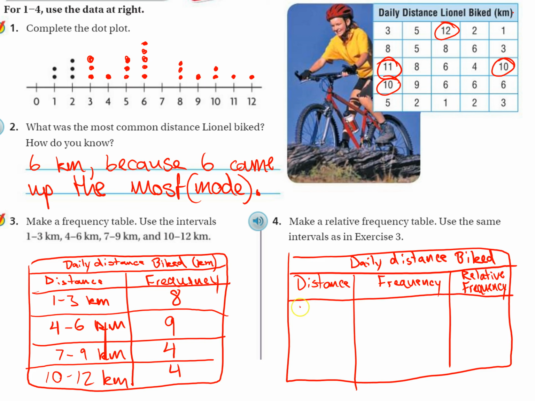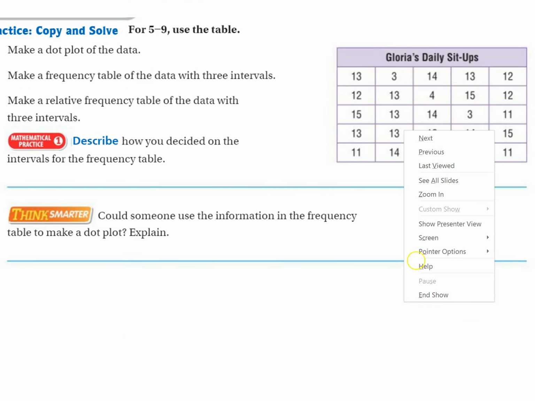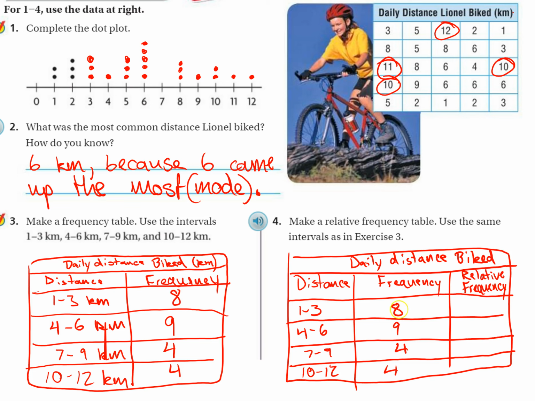So we have our 1 to 3, that was 8 times, and our percent, we'll do the percents at the end. Our 4 to 6, which was 9 times. Our 7 to 9, which was 4 times. Our 10 to 12, which was 4 times. All right, so what were the total number of things that we measured? Well, this is 8 times plus 9, that's 17, 18, 19, 20, 21, 22, 23, 24, 25. So 25 total data points.